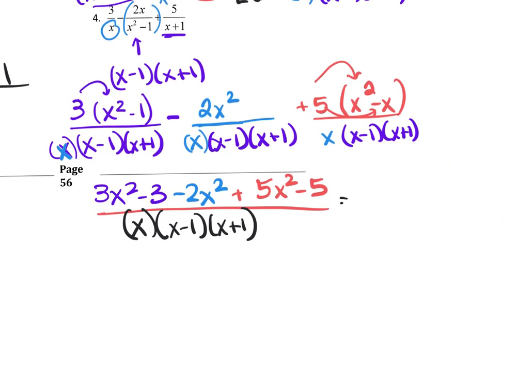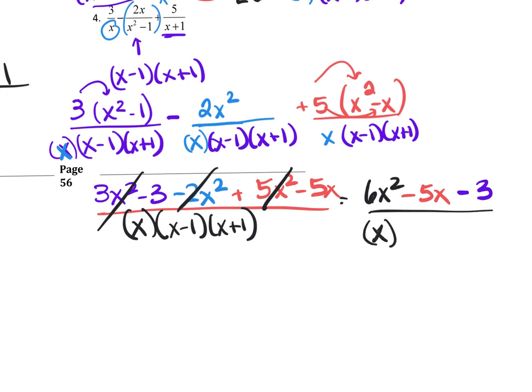If I clean this up even further, 3x squared minus 2x squared, that's a positive x squared, plus this is 6x squared. So that's 6x squared, and I clean up all my x squareds. Then I have a, sorry, that was a 5x. Then I have a minus 5x. And then I also have a minus 3. Now, all of this over x times x minus 1, x plus 1. So this is the final answer here.